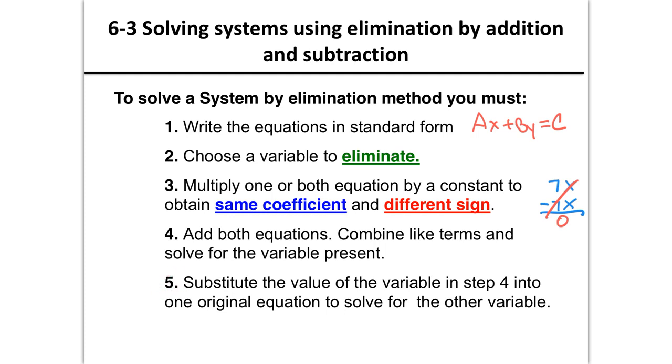In step number 5, you substitute the value of the variable that you got in step number 4. Let's say that in step 4 you got x equals 2. You go back into the system, it doesn't matter which equation you use, you substitute the value of the variable, and you solve for the other variable. So if you got x equals 2, you go back to one original equation, substitute the 2 into the x, and solve for the y. These are the steps that will help you use the elimination method. Let's go ahead and try some examples.